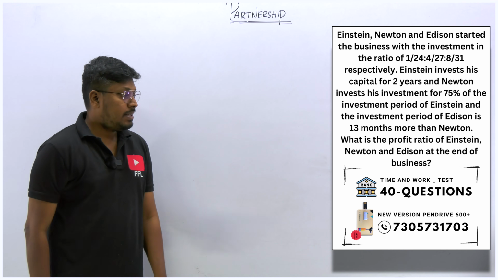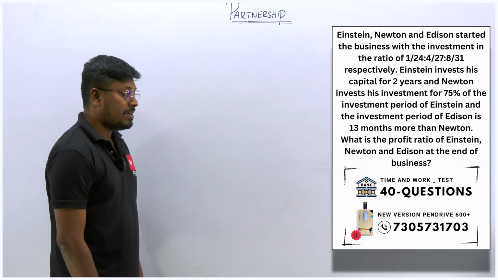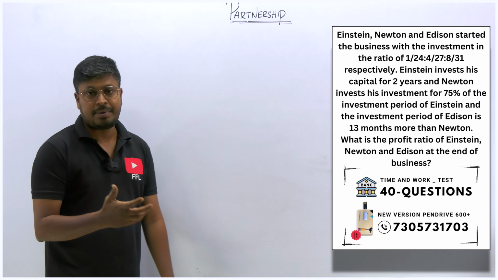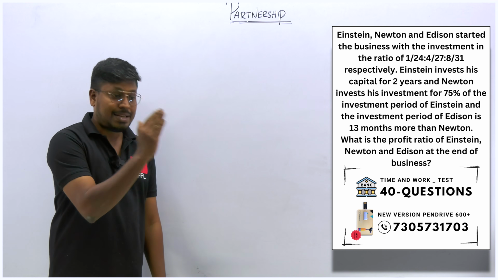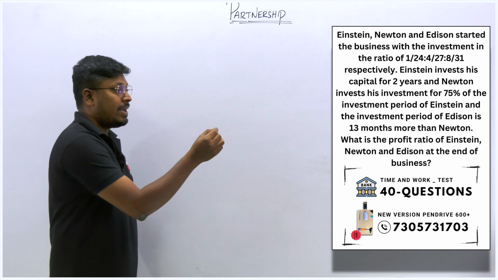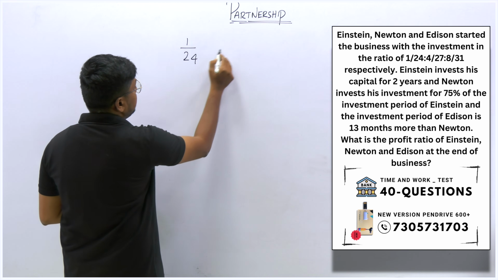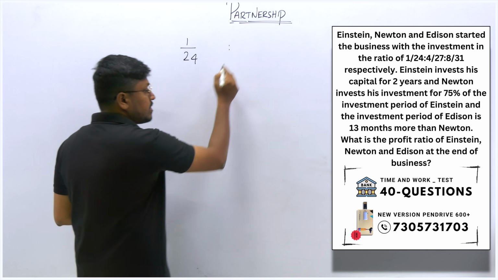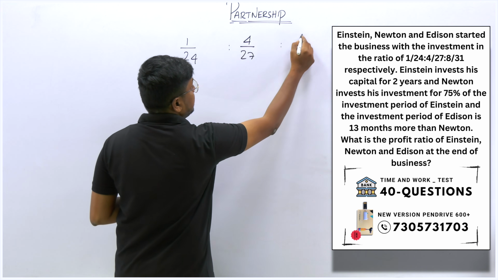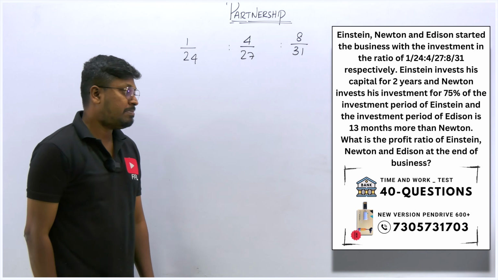Next question. Einstein, Newton and Edison started a business with the investment ratio of 1 by 24, 4 by 27, 8 by 31. So again, the value was not directly given. They have given it in terms of a fraction ratio value, right? So the first person's investment ratio is 1 by 24, the second person's investment ratio is 4 by 27, and the third person's investment ratio is 8 by 31. So all three investment ratios have been given.